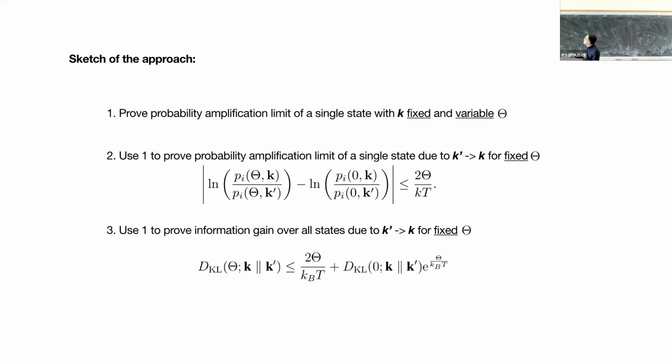And then here's the result for if you care about the KL divergence between the two probability distributions. So if you initially had a k prime to k transition, this is how much your probability distribution changed. Now you apply your theta, and this is how much more your probability distribution can change. And notice that this one actually has two pieces, which means that if your equilibrium KL divergence is 0, you can still get a non-zero KL divergence.